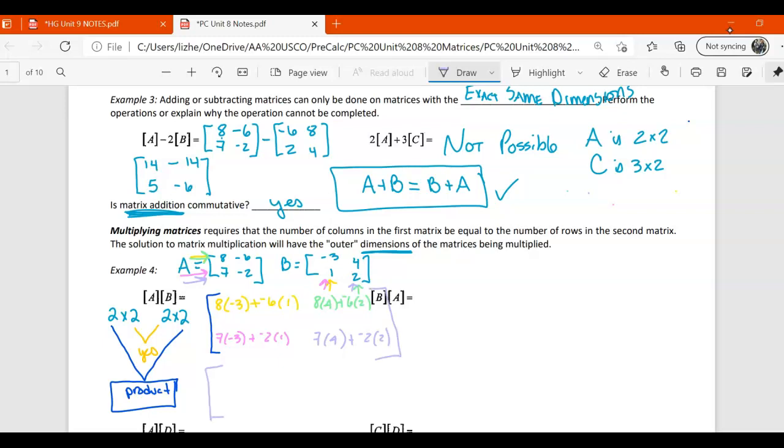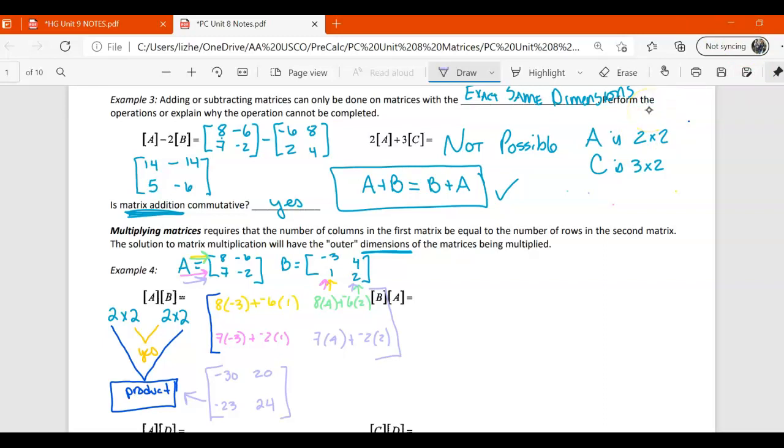And so now you solve that. -24 minus 6 is -30. 32 minus 12 is 20. -21 minus 2 is -23. And 28 minus 4 is 24. And there's your answer. And notice this answer is a 2 by 2 matrix. All right? So that's kind of fun. So now we'll do the next one.